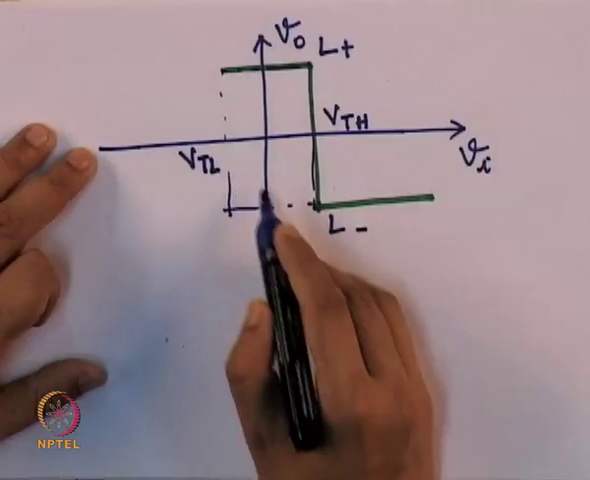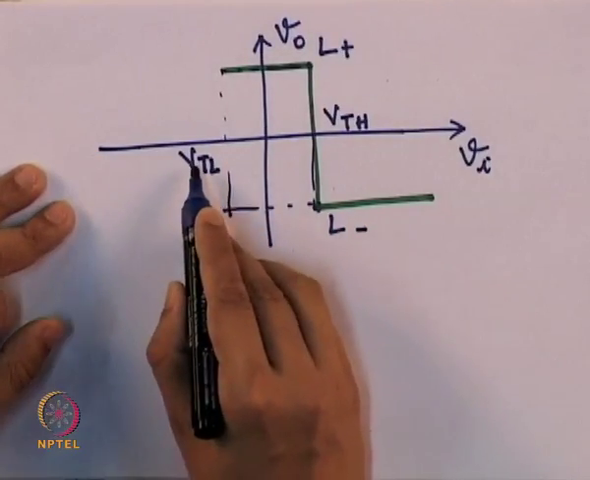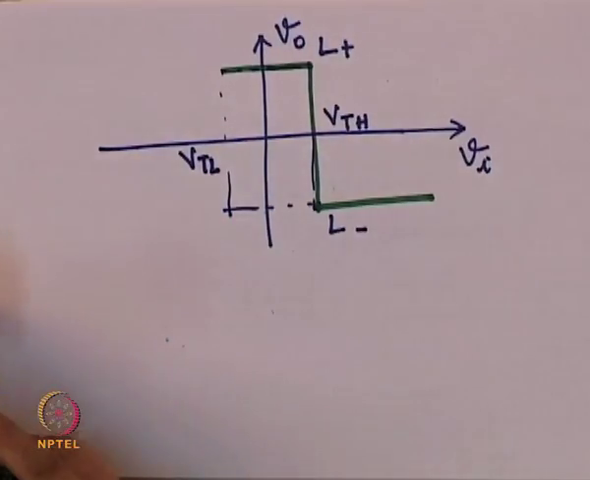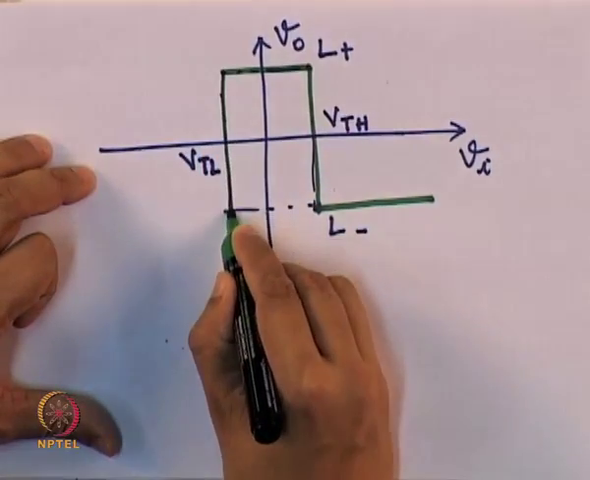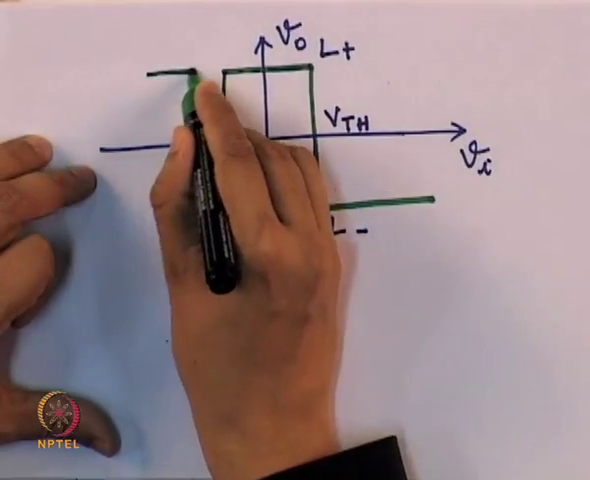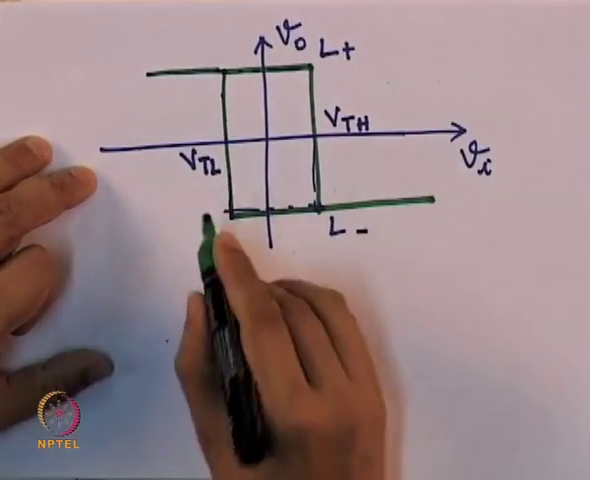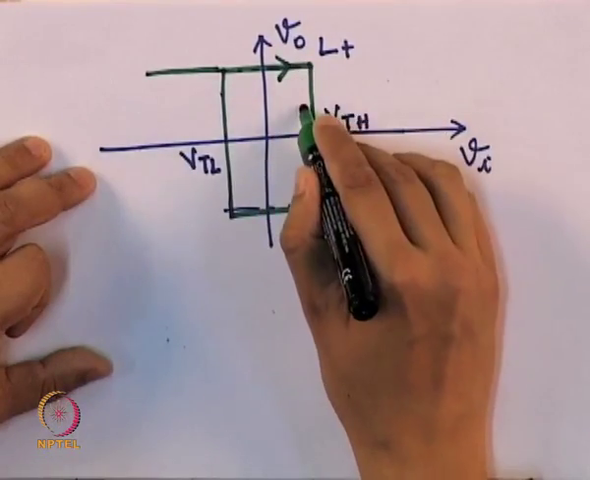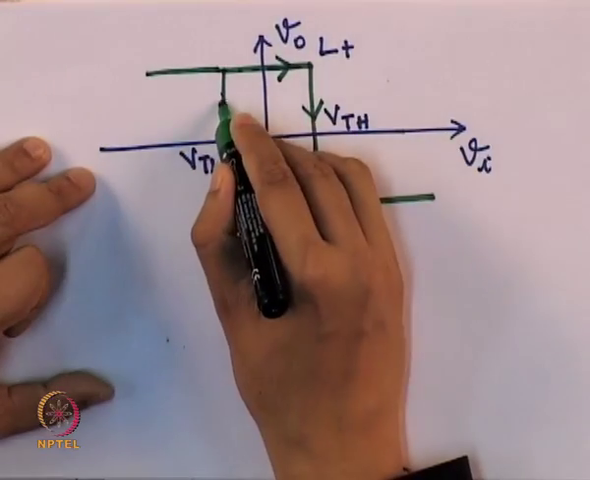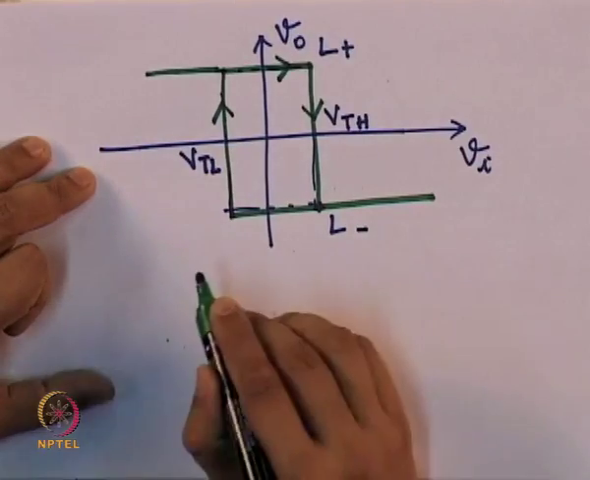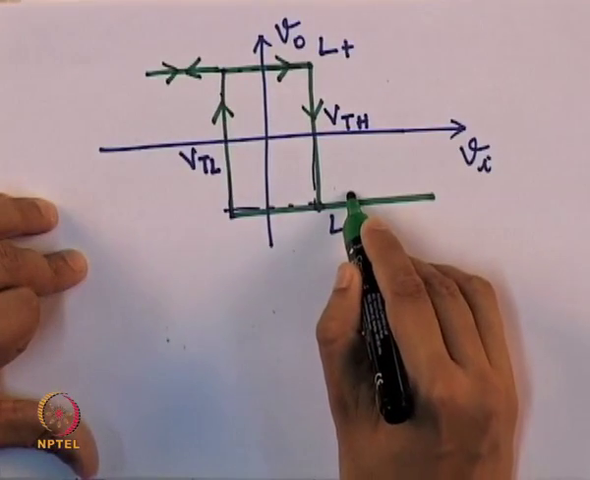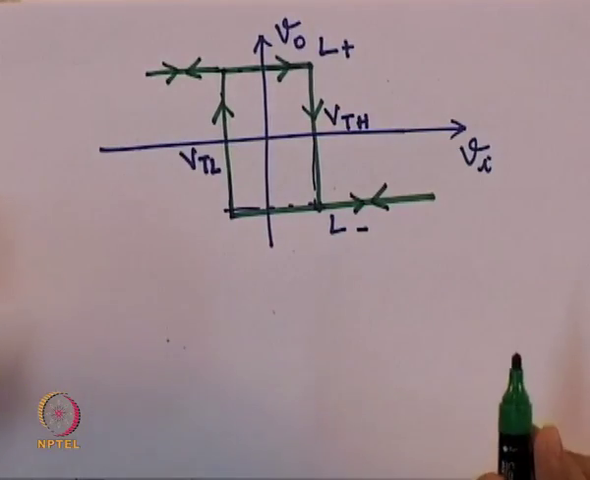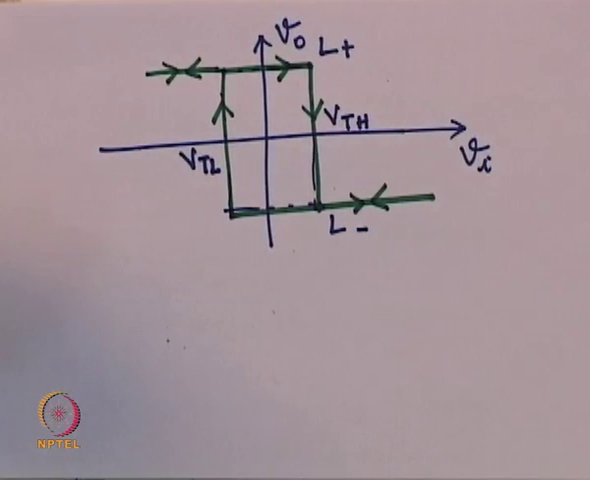So, graphically that means when Vi is more negative than VTL, there will be another threshold, another transition, and the transition will look like this. Okay. So, when Vi increases, the path followed for transition will be this. When Vi decreases, the path followed will be like this. Okay. So, this is how this bistable multivibrator works.